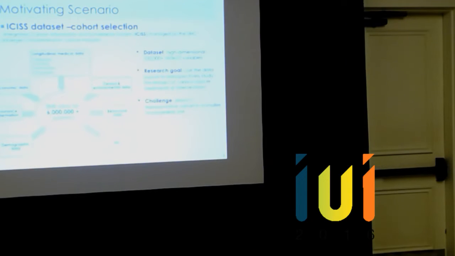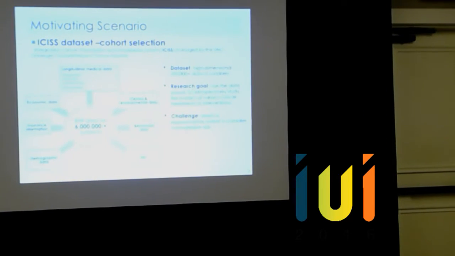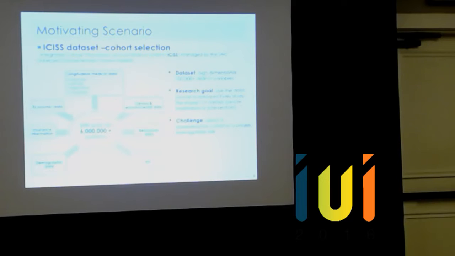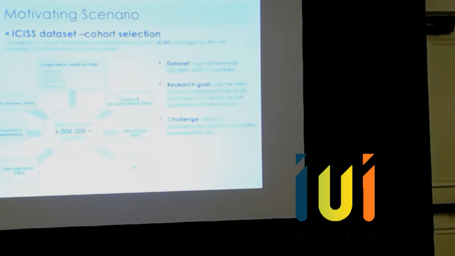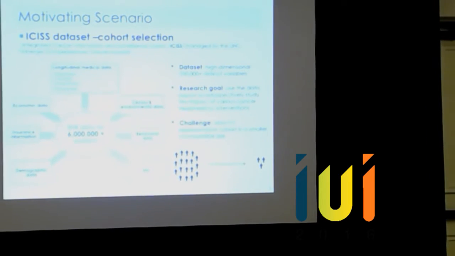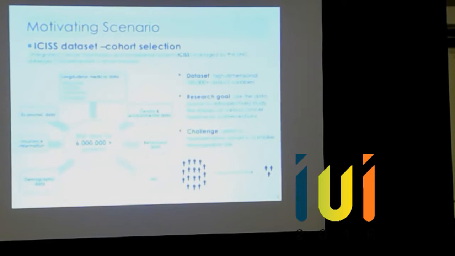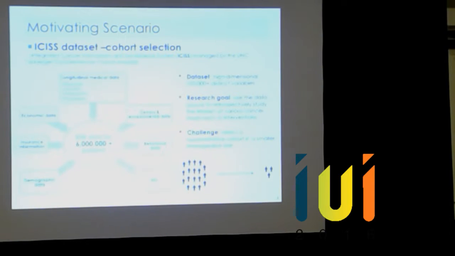Researchers hope to use this huge amount of data to retrospectively study the impact of different cancer interventions or cancer treatments. To do so, they have to first select a cohort of patients out of this over 6 million population. The selected cohort needs to be of a smaller, manageable size, yet still representative of the overall population to be studied. And usually, this type of cohort selection work is accomplished by iteratively applying a series of inclusion or exclusion filters onto the datasets.